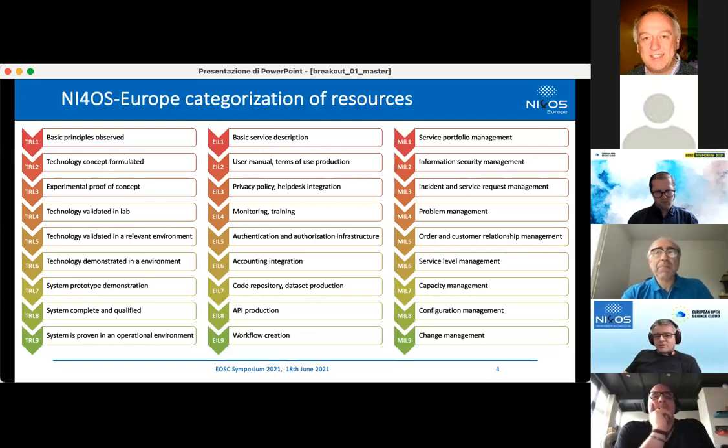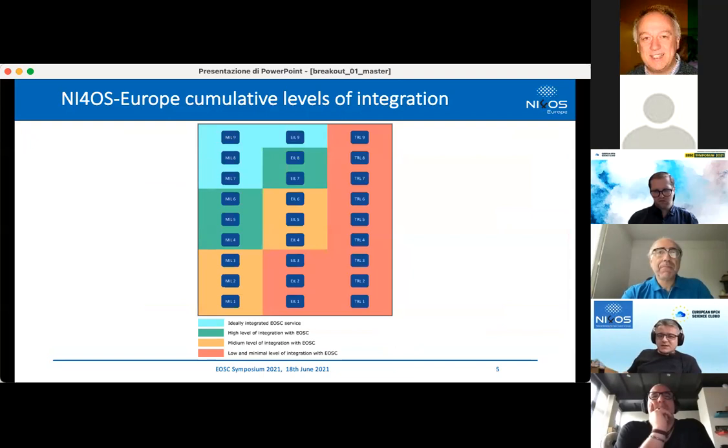So let's go to the next slide. So beside this categorization, we have produced also cumulative level of integration. Practically here we lay out previously introduced levels of integration, and here we can recognize what is the low and minimal level of integration to be satisfied by research providers, what is medium level, high level, but also we can recognize ideally integrated EOSC workflow.